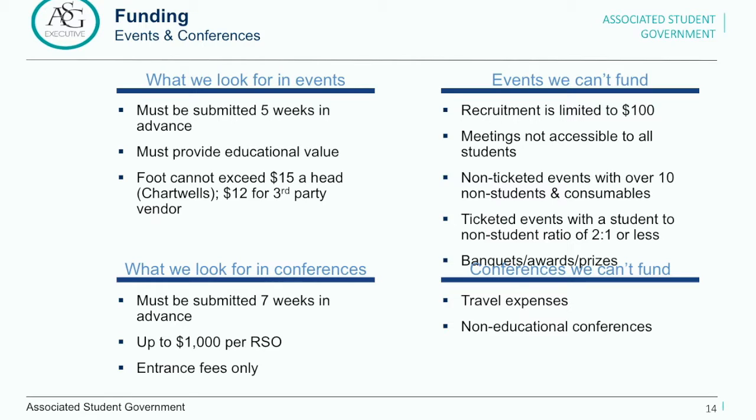So transitioning into the conferences, what we look for in conferences is it must be submitted 7 weeks in advance. It's up to $1,000 per RSO per academic year, and we only pay entrance fees. We do not pay travel fees to the conference or lodging fees for the conference. And then, of course, we can't fund non-educational conferences.